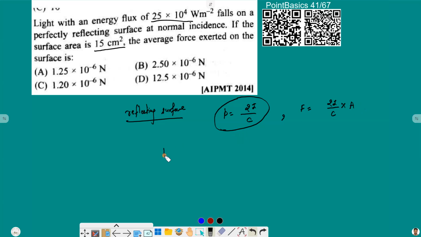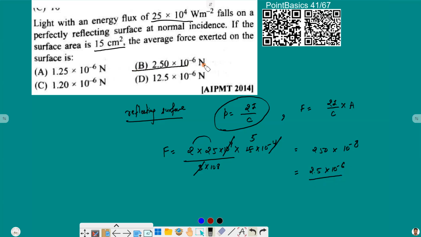So let's substitute the values. Twice I, that is 25 into 10 raised to power 4, divided by 3 into 10 raised to power 8, area 50 into 10 raised to power minus 4. So when we calculate, I think this will go on 5. So this will give us 50 into 5, that will be 250, and these two get cancelled, and here we get 10 raised to power minus 8. So that can be written as 2.5 into 10 raised to power minus 6. That is option B for us.